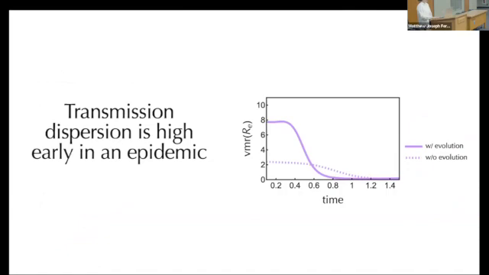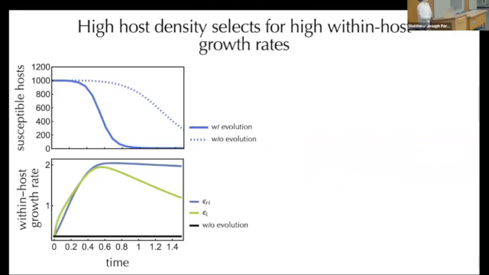Okay, so the first prediction of the model is that transmission dispersion is very high early in an epidemic. This plot is showing transmission dispersion over time with and without parasite evolution. And you see that the model is predicting that with parasite evolution, this can drive higher transmission dispersion compared to a case without any adaptation. So what's going on here is that early in an epidemic, there's a lot of susceptible hosts around. And this then selects for high within-host parasite growth rates.